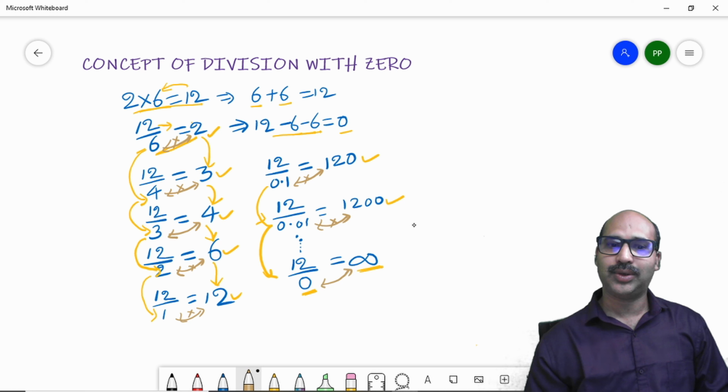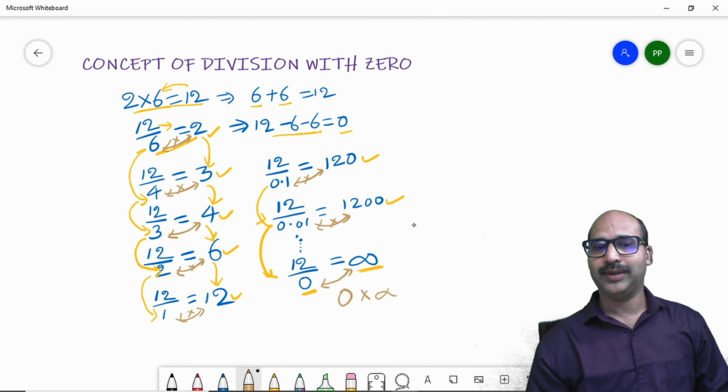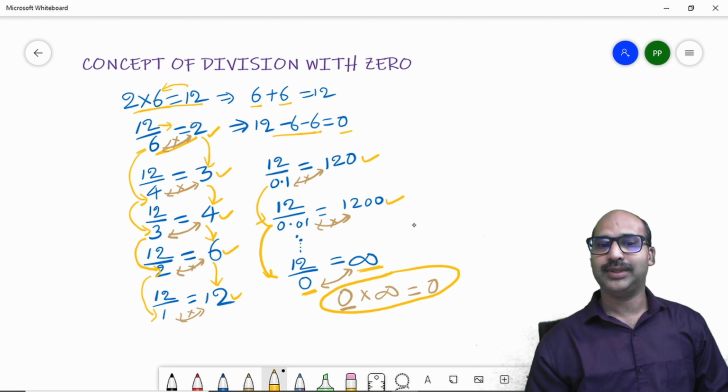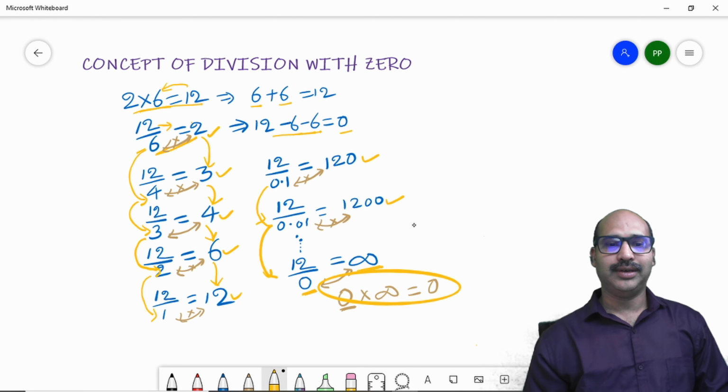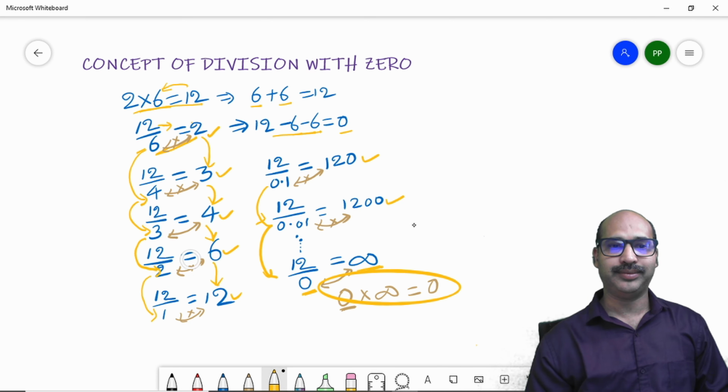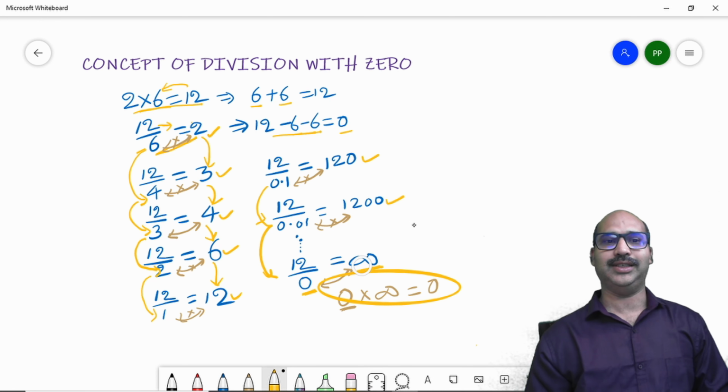Here 0 into infinite. We know that any number multiplied with 0 is equal to 0. So now this result is equal to 0. In all these scenarios the multiplication is valid, but in this particular case it is not valid. That means 12 by 0 is equal to infinite is a wrong assumption.